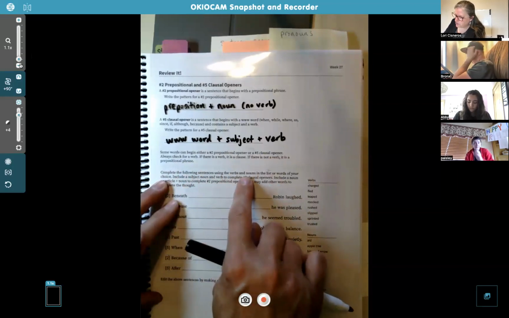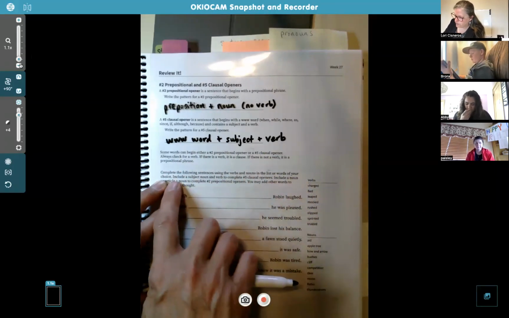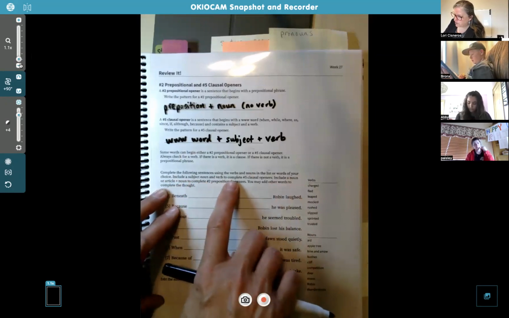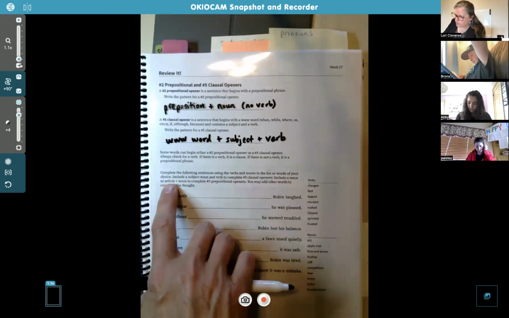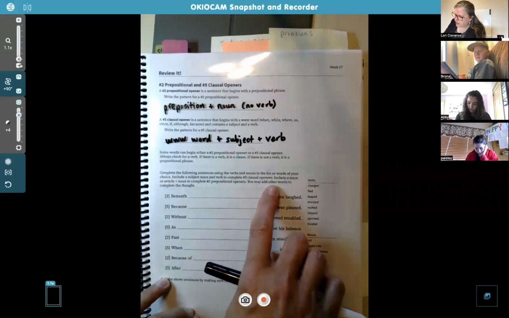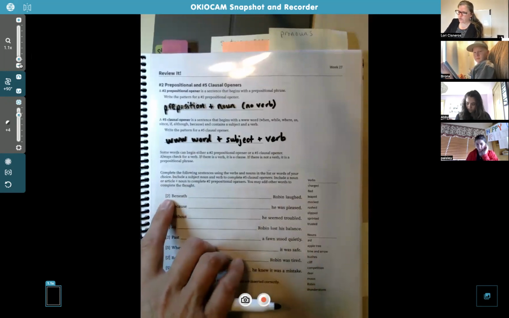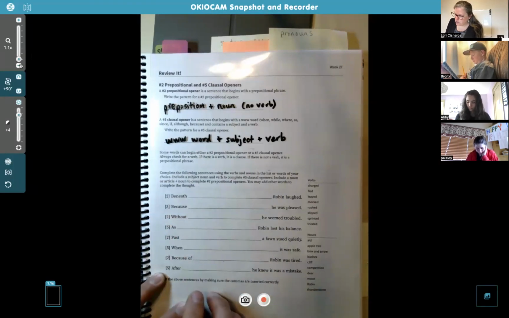Complete the following sentences using the verbs and nouns in the list or words of your choice. Include a subject, noun, and verb to complete the number 5 clausal openers. Include a noun or article plus a noun to complete the number 2 prepositional openers. You may add other words to complete the thought. So you see on the side here, 2s and 5s. So the 2s are going to be the prepositional openers. The 5s are going to be the clausal openers. So remember the difference between the 2. The first one I'll do with you, and then I'm going to have you guys take turns coming up with stuff.